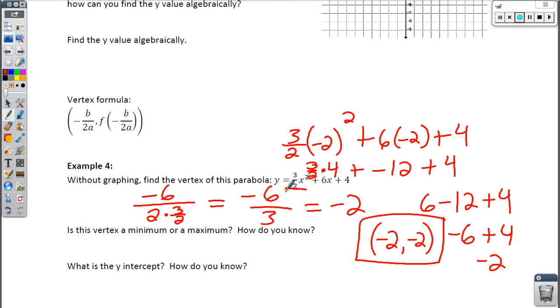As far as the y-intercept goes, well, that's going to be when we plug in 0 for x. So if we were to plug in 0 for x into this equation, well, this thing would go away because that's 0. This thing would go away because that's 0. And this last number is going to be the y-intercept. And so we know that has to be the y-intercept because that's what we get when we plug in 0 for x.